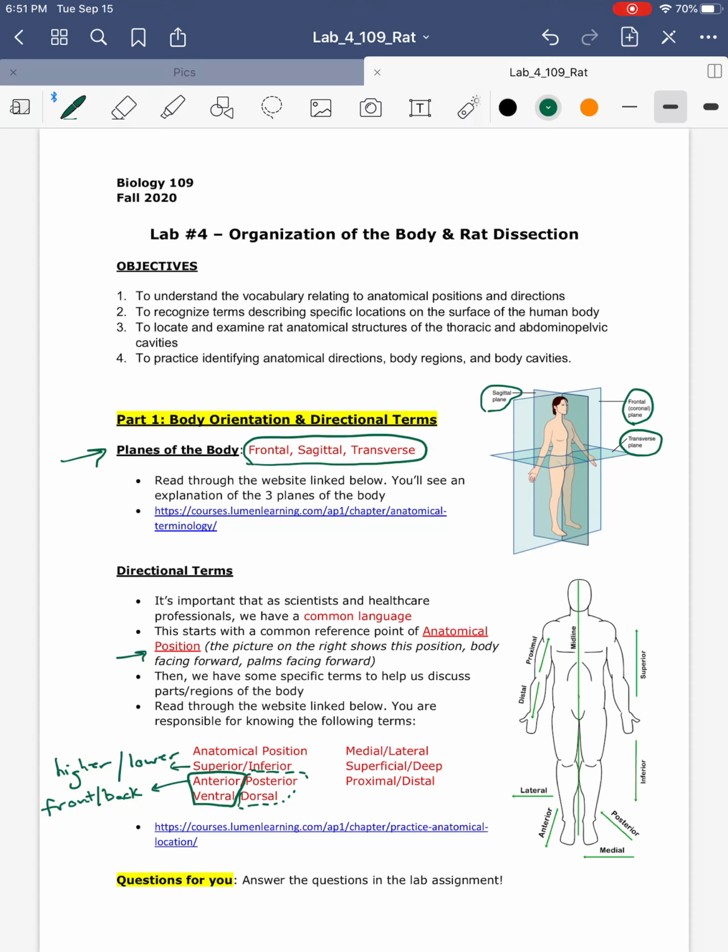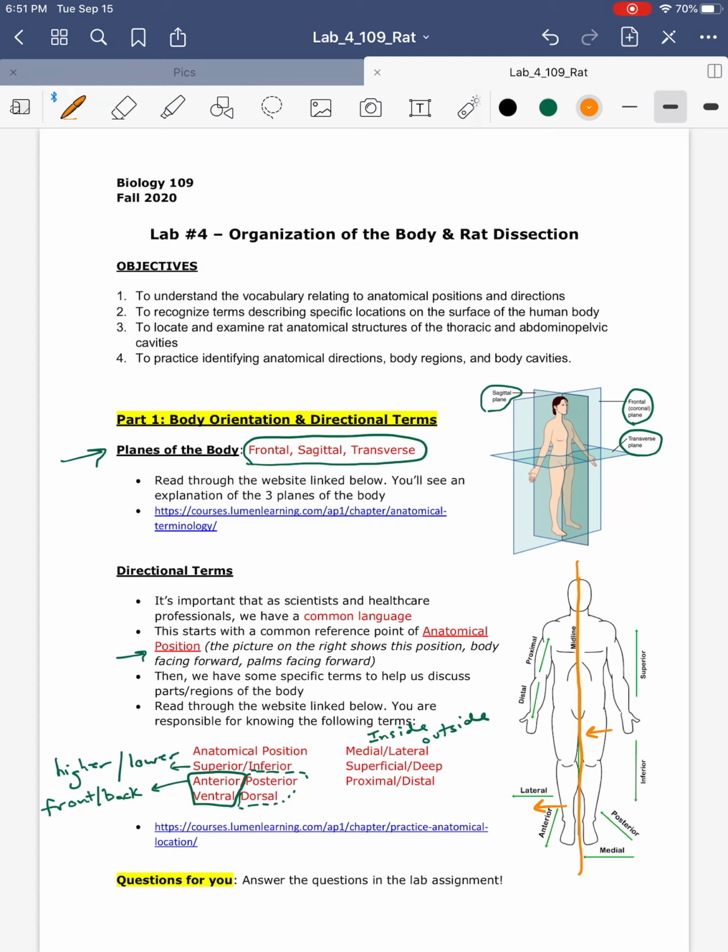Medial and lateral. Medial, you could almost think of this as inside and lateral as outside. When we're talking about medial and lateral, it's always in reference to the midline. So if we draw an imaginary line down the center of the body, if something is medial, it's closer to the midline. Whereas if something is lateral, it's further away from the midline. Okay, so medial, lateral, closer to the midline, inside.